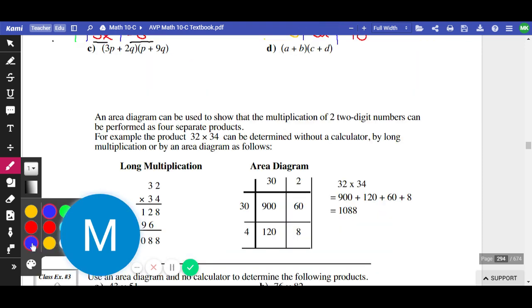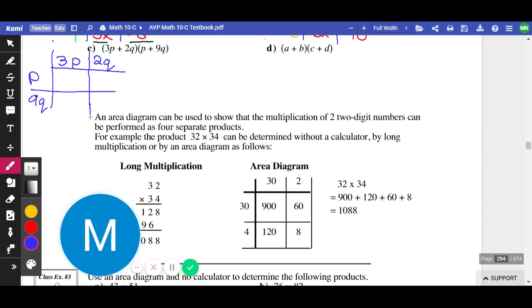You got a binomial times a binomial, right? So the first one's going to go across the top. That means 3p, 2q. And you're building your grid. Then you have p and 9q. On the inside, when you multiply them together, 3p times p would be 3p squared.